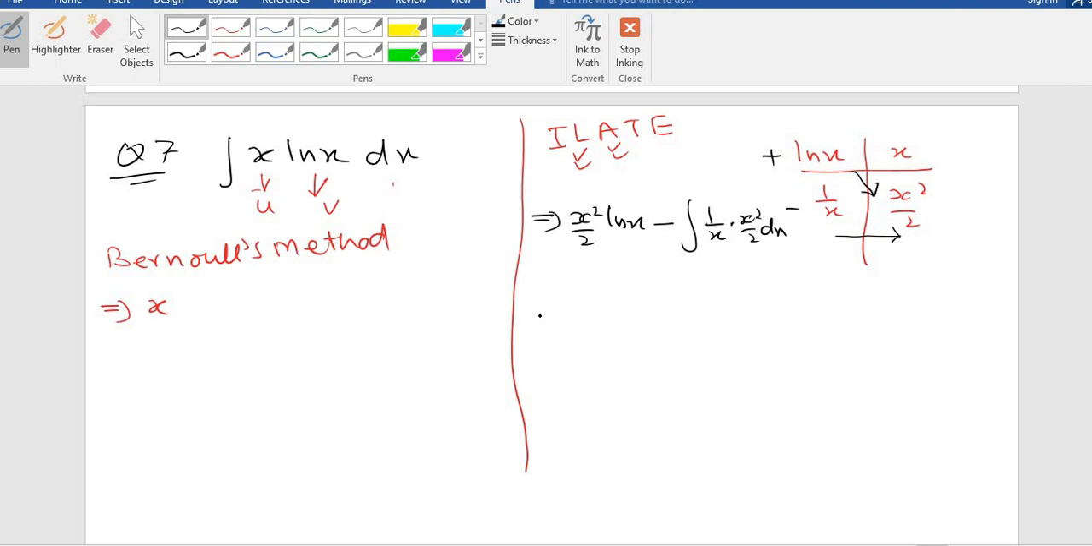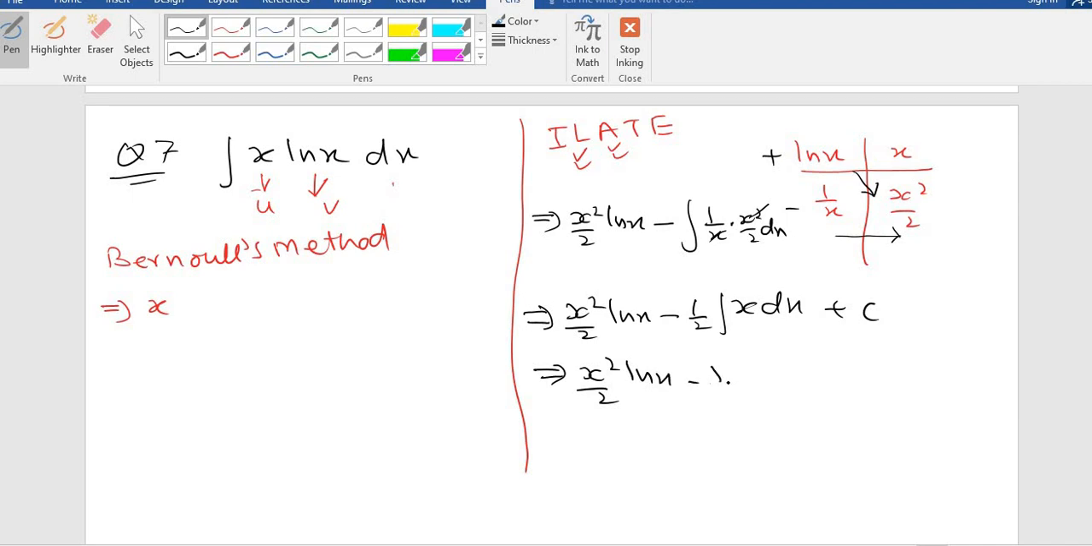Integrate. So it is equal to x square by 2 ln of x minus, see this and this cancel, half, it is coming x dx plus integration constant. So now simplifying, x square by 2 ln of x minus 1 by 2, integration of x means x square by 2, and integration constant. So it becomes x square by 2 ln of x minus x square by 4 plus c.